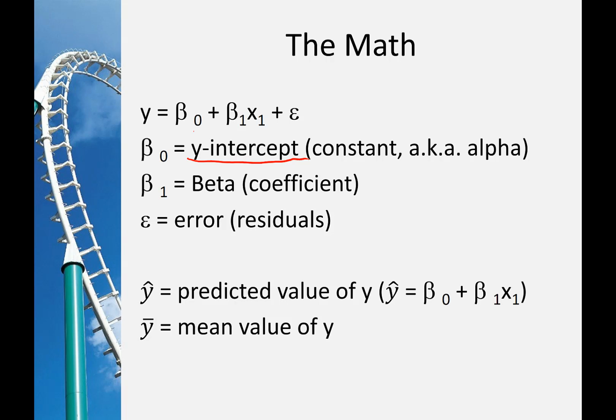Why would I put a 0 there? Because the y-intercept is where the line goes through the y-axis when x equals 0. That was what our y-intercept was. What value of x gives us a y of 0? That's the y-intercept. It's also referred to as the constant, because no matter what the value of x is, the constant, you are going to start at that number.